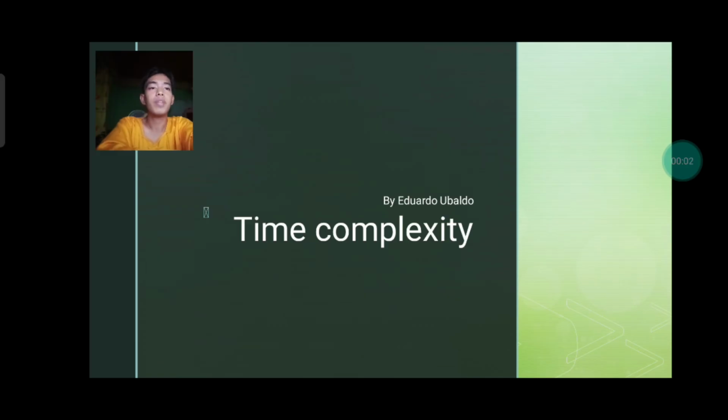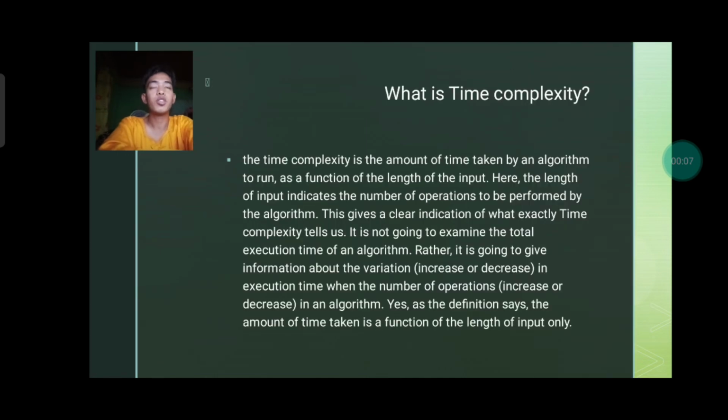So, time complexity. What is time complexity? By definition, the time complexity is the amount of time taken by an algorithm to run as a function of the length of the input. Here, the length of input indicates the number of operations to be performed by the algorithm.